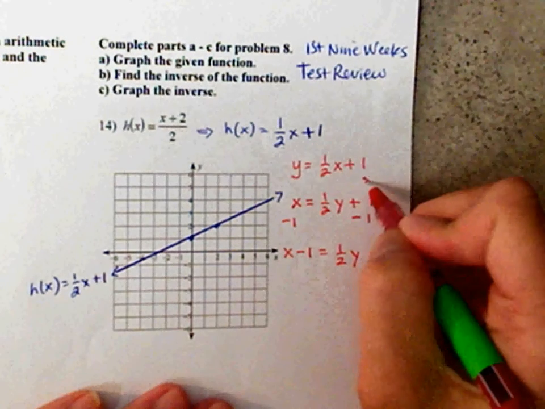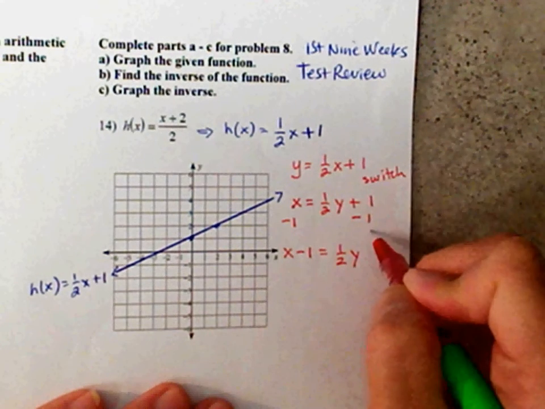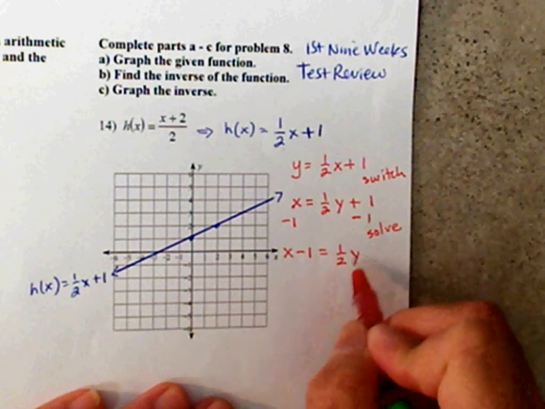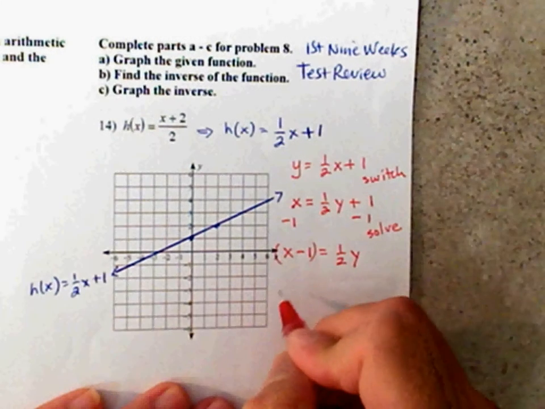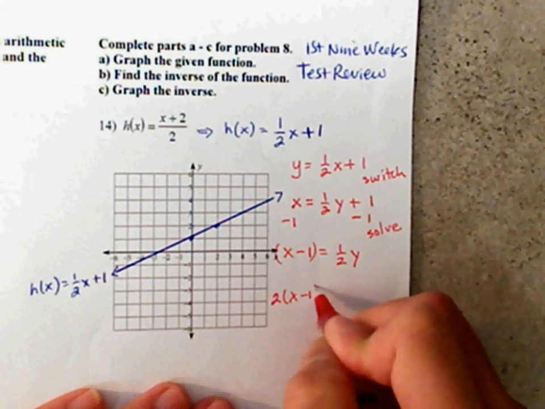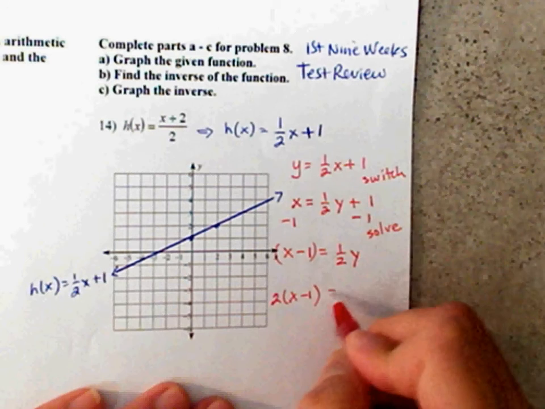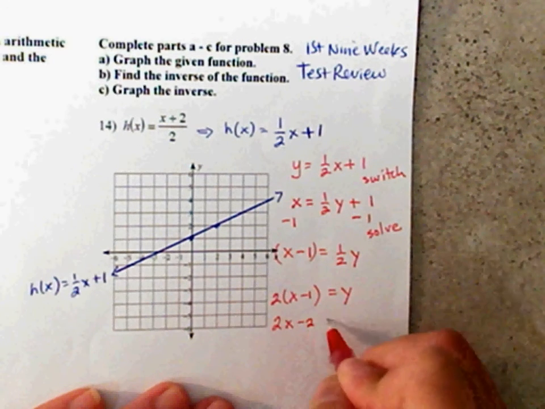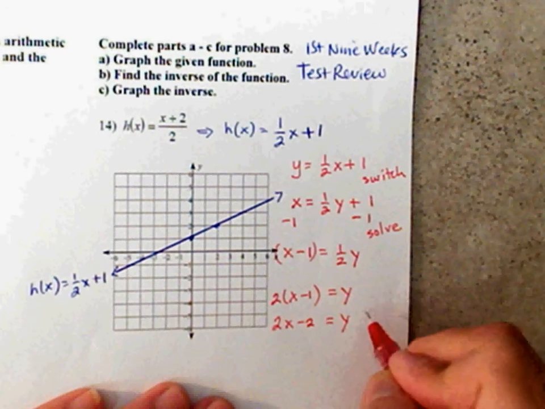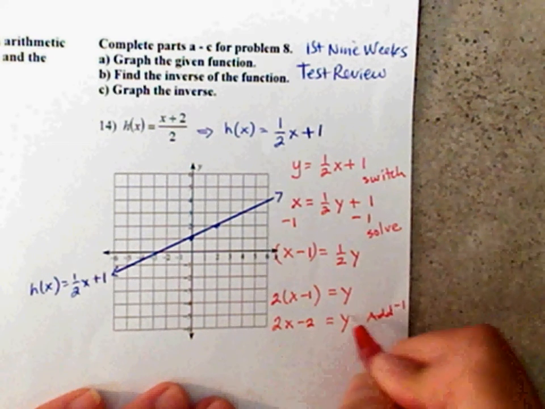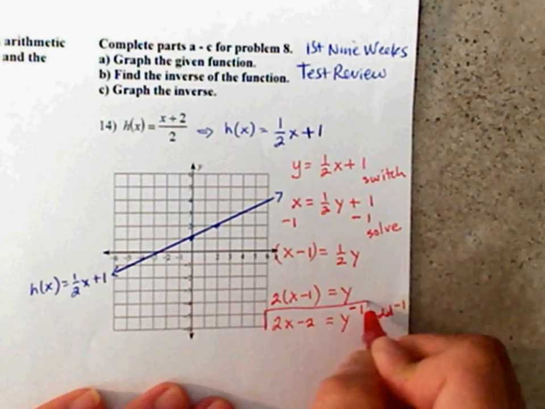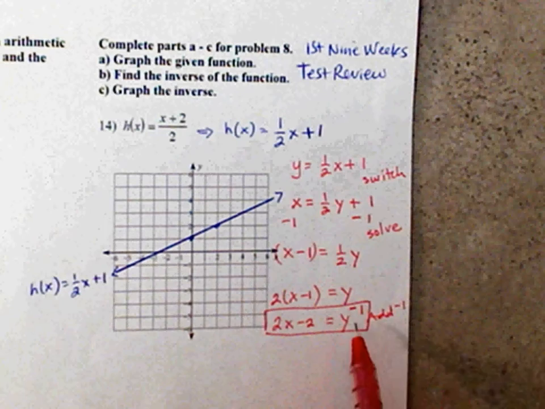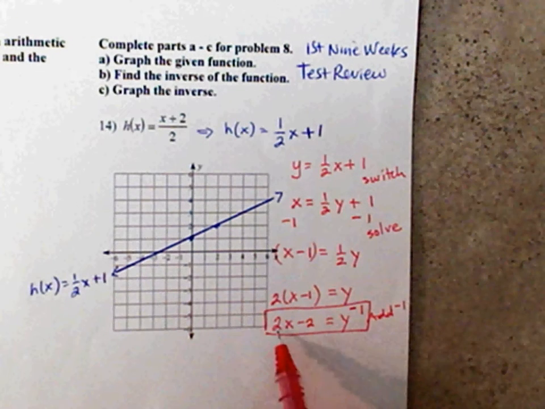So switch, and then you solve. Okay? This is divided by 2. Opposite of divided by 2 is times 2. Times the whole thing. 2 times x minus 1 is equal to y. Distribute. 2x minus 2 is equal to y. Okay? Add negative 1. And there you have your inverse.